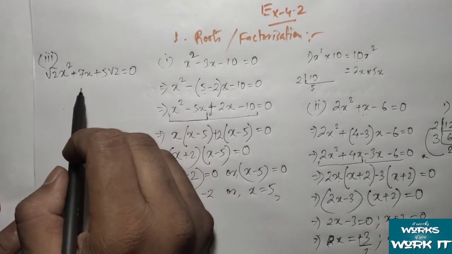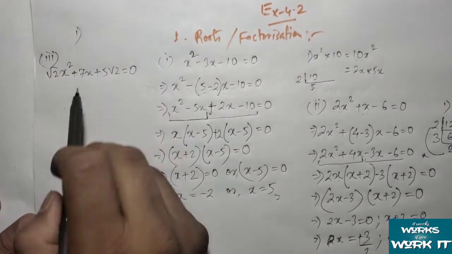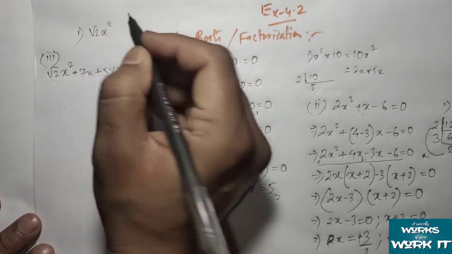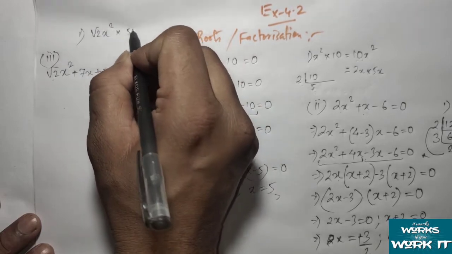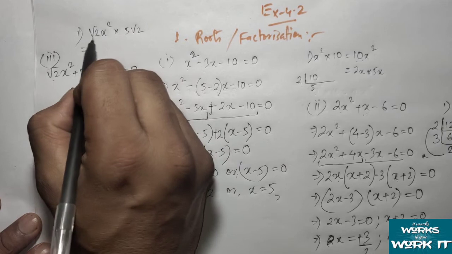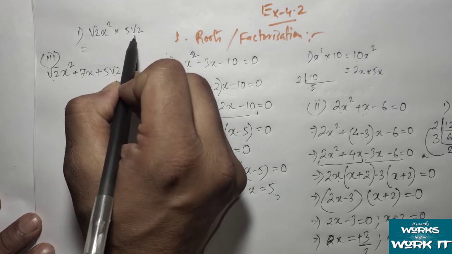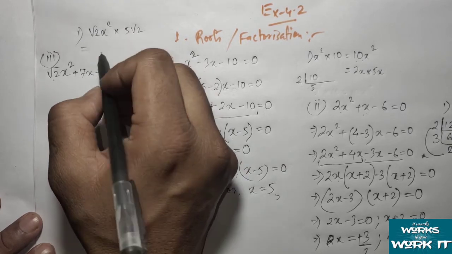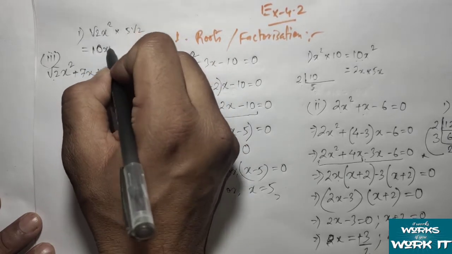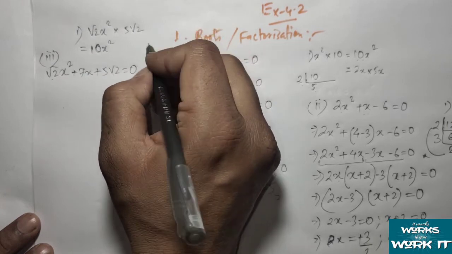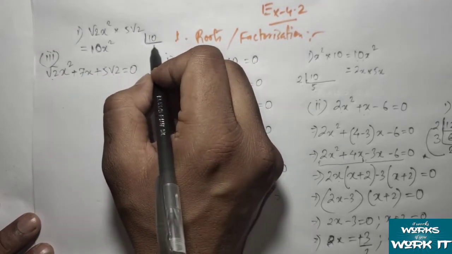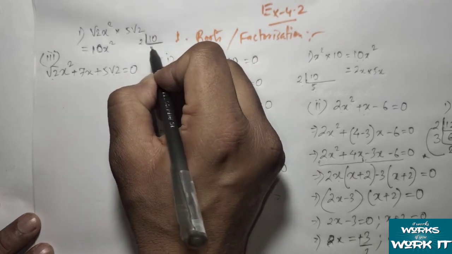So now what was the first step? Multiply root 2 and 5 root 2. Root 2x square into 5 root 2. How much can we get from here? We can get root 2 into root 2, it will become 2, and 2 into 5 we are getting 10. Okay, 10x square. So again we can split the 10 using the prime factorization method, 2 into 5.